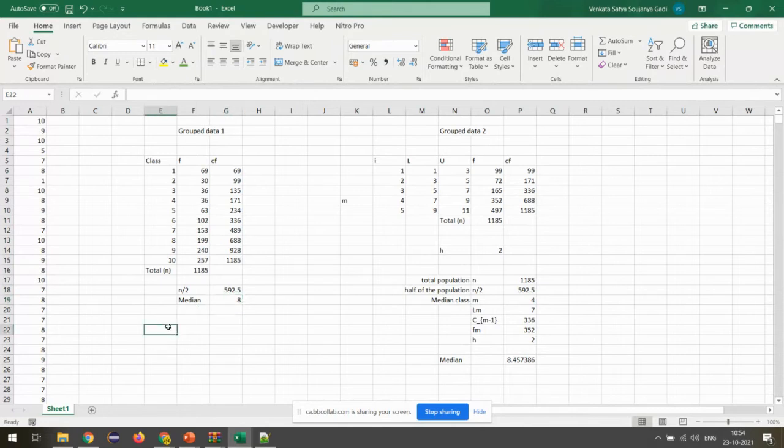So let us say median from group data 1 and from group data 2.